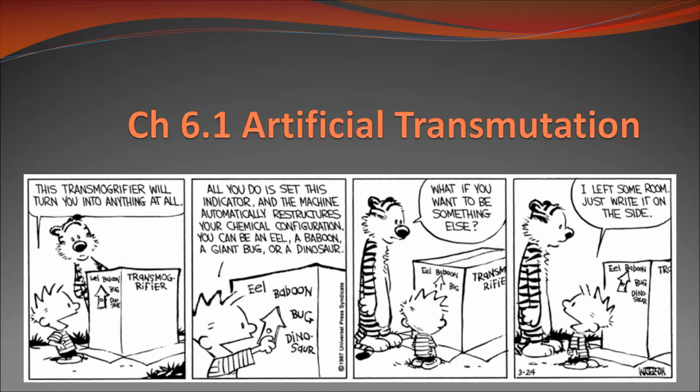So, 6.1, artificial transmutation. And Calvin and Hobbes there have got their transmogrifier. You might want to have a look at those cartoons.